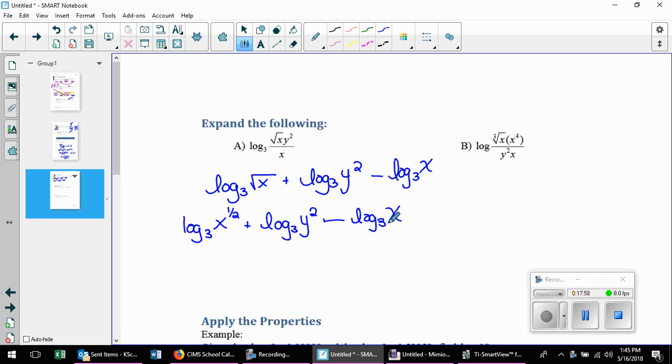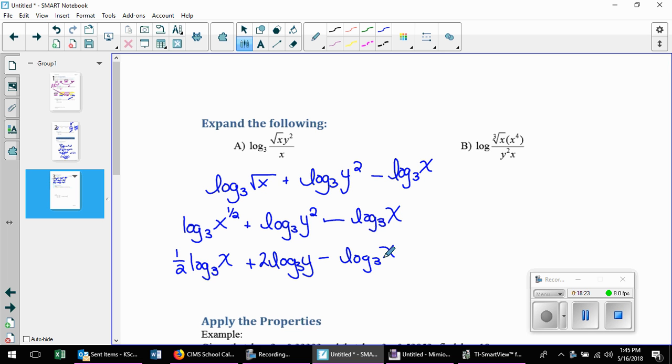Put the exponents in the front. So half log base 3 of x plus 2 log base 3 of y minus log base 3 of x. I can combine like logs.